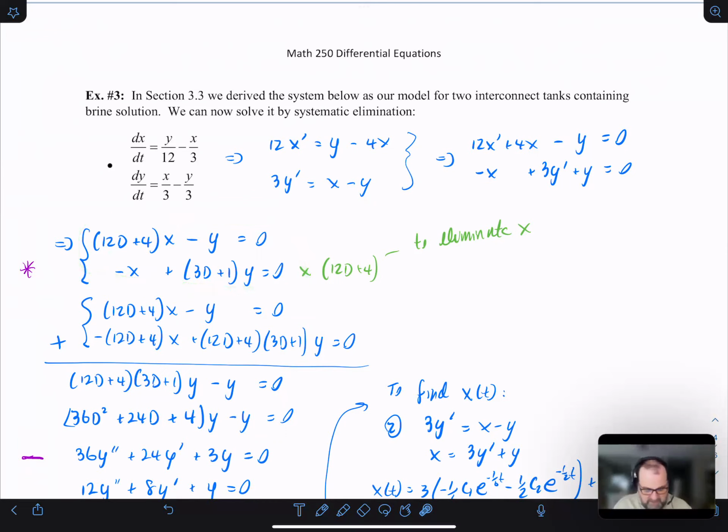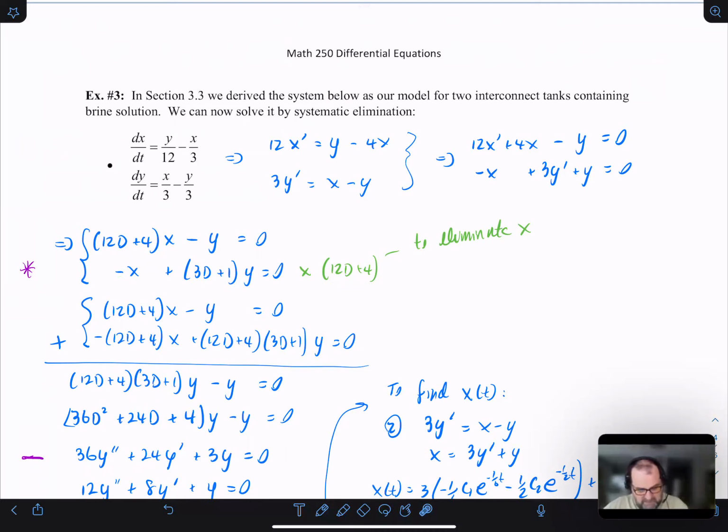The only reason for looking at this one is that this is probably more typical. To eliminate here, I could probably eliminate either the x's or the y's. Work-wise, the setup looks about the same. I chose to eliminate the x's here, and that means I need this term and this term to be the same term but with opposite signs. This is already the opposite sign, so I just multiply the second DE all the way through by 12D plus 4.